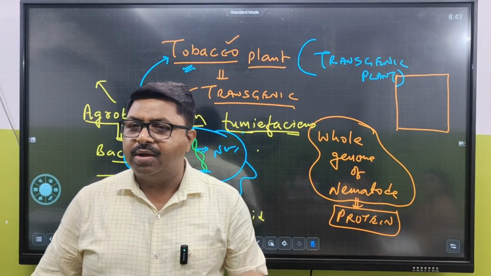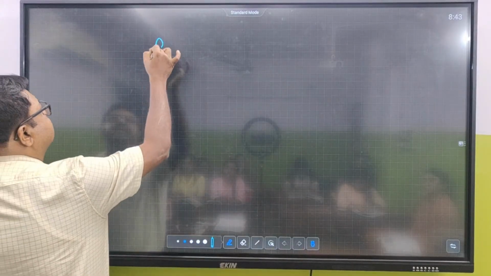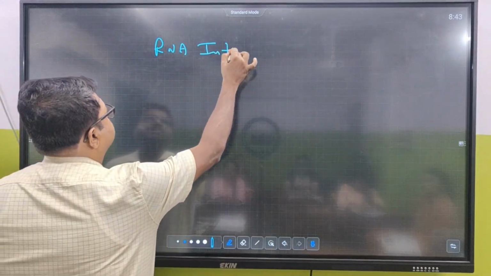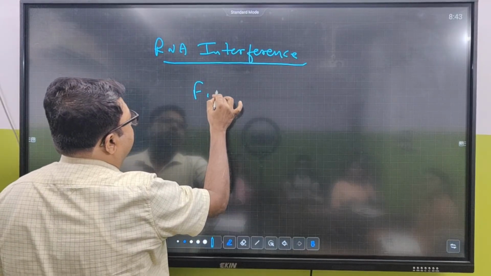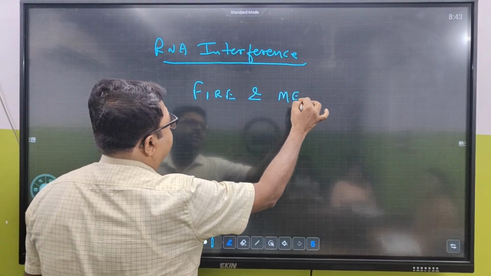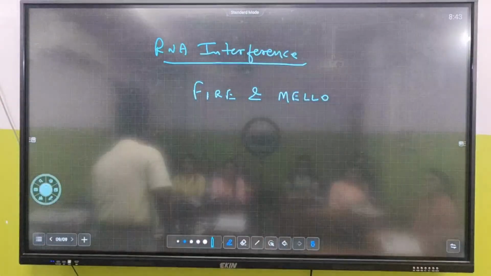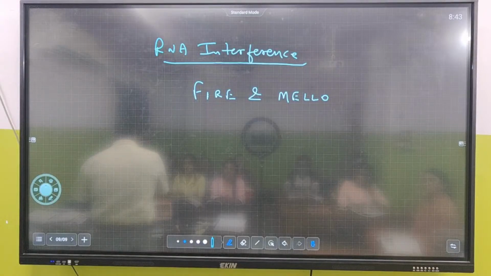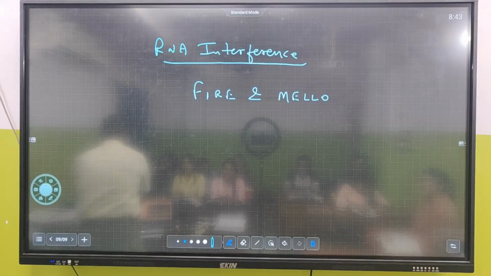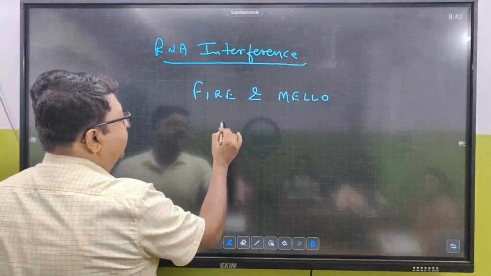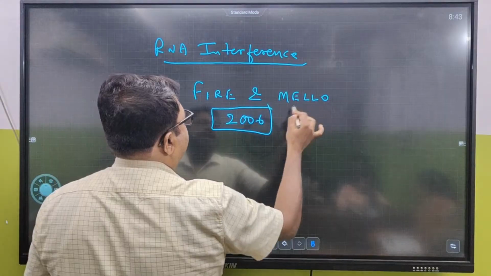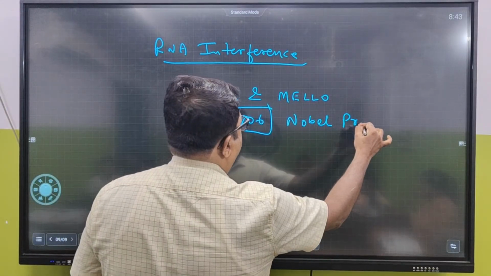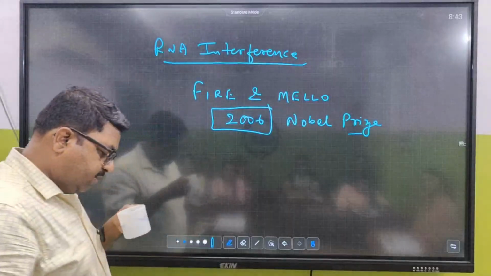Very good. Now this concept of RNA interference was discovered by two scientists called Fire and Mello in the year 2006, and they got the Nobel Prize.